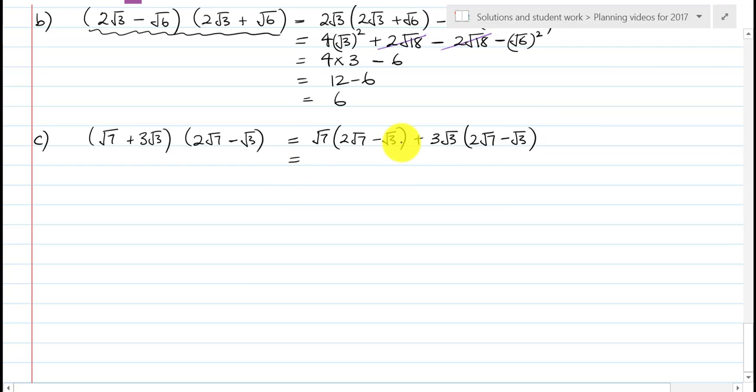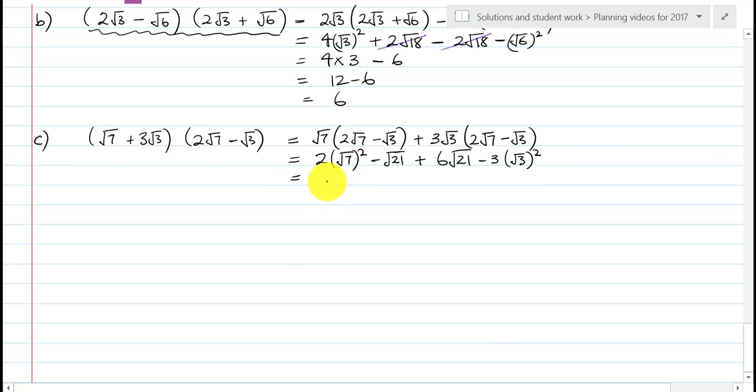Now I expand. Root 7 times 2 root 7 is 2 times the square root of 7 squared. Root 7 times root 3 is root 21, and the negative sticks with that, negative root 3. 3 root 3 times 2 root 7, the 3 times the 2 gives me 6. Root 3 times root 7 is root 21. And 3 root 3 times negative root 3 gives me negative 3 root 3 squared.